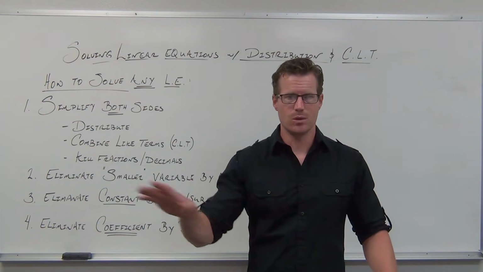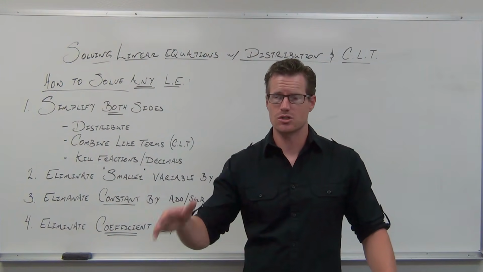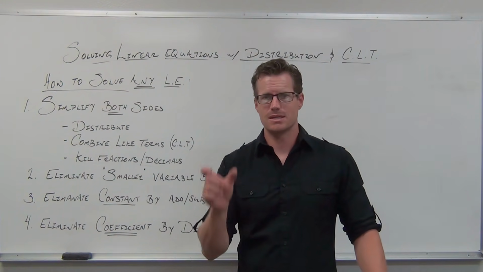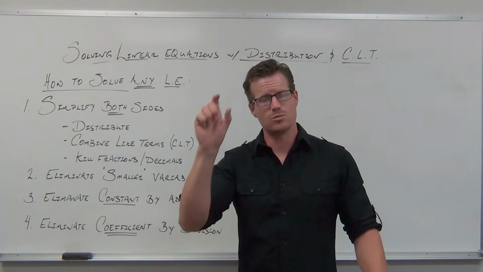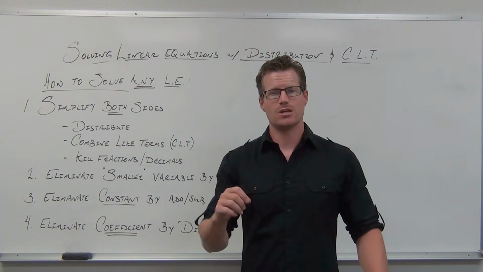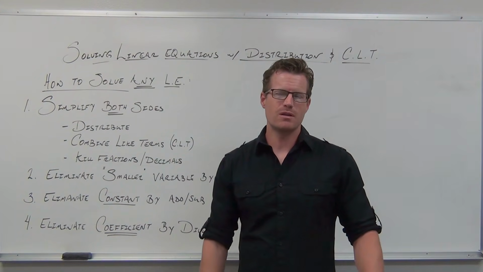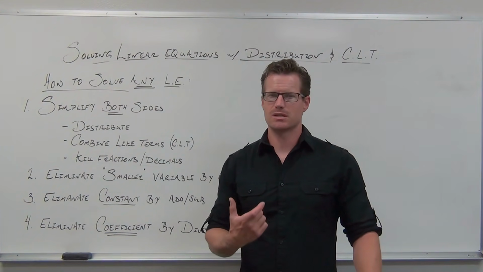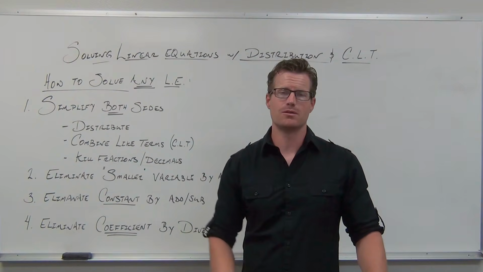Your last step, always division. In solving linear equations, you'll always be dividing last, because the number that's in front of your variable always gets removed last, and it's always connected by multiplication. That's what coefficients are, and you always remove that by division. You don't even have to worry about multiplication here, because I'll teach you how to kill fractions in another video.